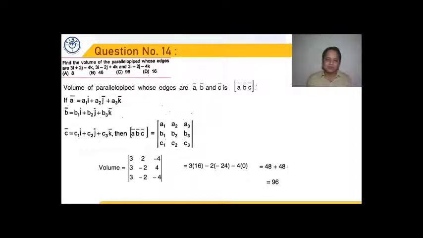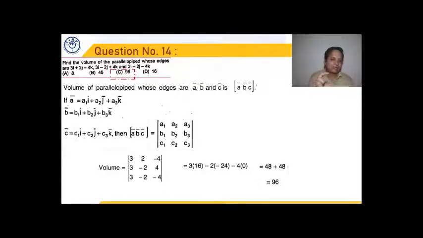Now just see the option. 48 plus 48 is 96. 48 is also there in the option. If we make some mistake, there is a choice and we go for a wrong option. But now we had the answer as 48 plus 48, that is 96. So we had our choice as choice C.